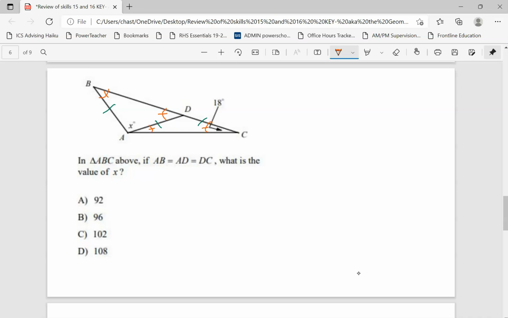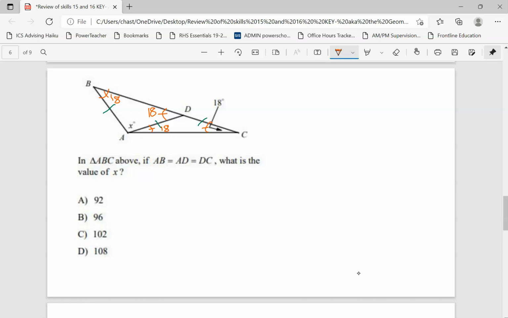So looking here, I went ahead and marked all the congruent angles, okay? And so when we look at that, we know one of those congruent angles is 18 degrees. So that means so are all the other congruent angles here. And we want to find the value of x.